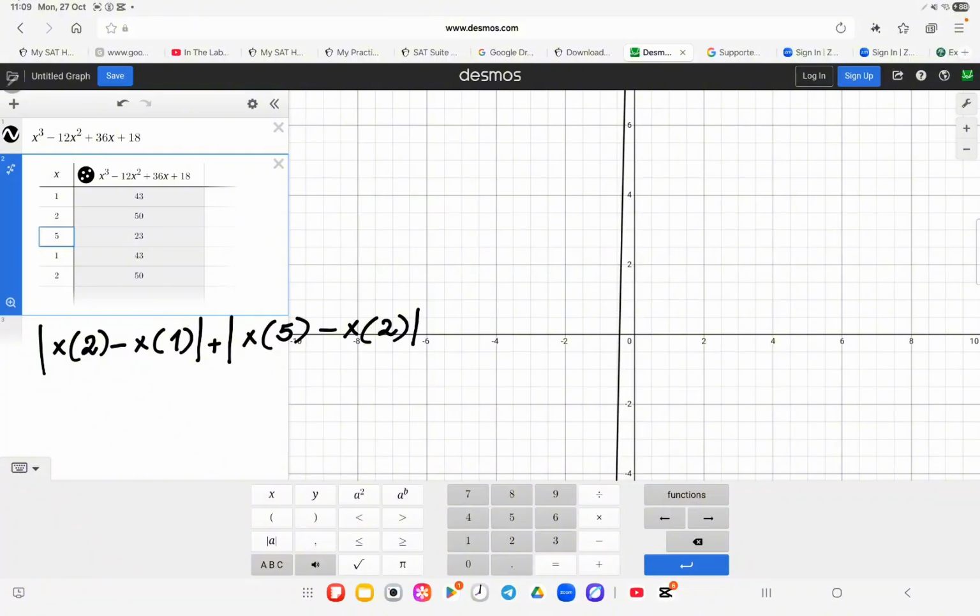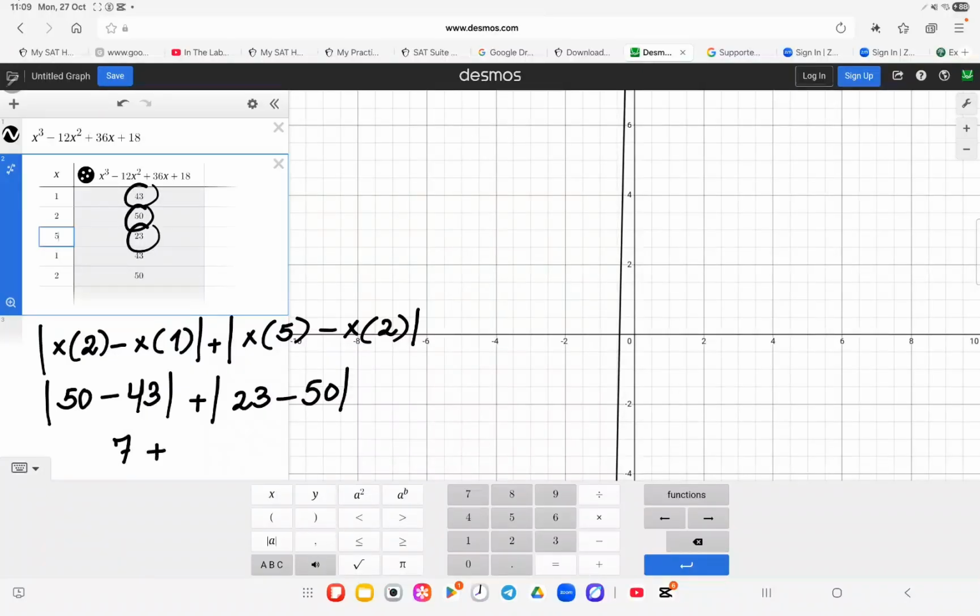So, x of 2 minus x of 1, which is 43, within the absolute value, plus x of 5, which is 23, minus x of 2, which is 50, absolute value. We'll get 7 plus 27, which is equal to 34.